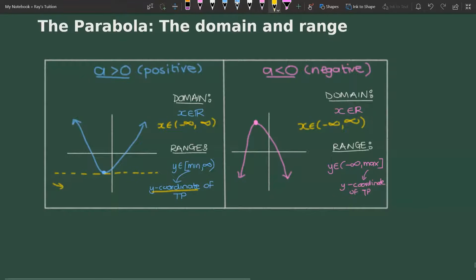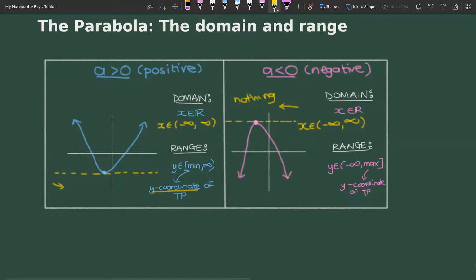For the range, once again, a parabola has a turning point, which can either be a maximum or a minimum. If your A value is negative, then you will definitely have a maximum. If again you look above the maximum, there is nothing. So that is telling us that our range does not include anything above the maximum. So our range for this case is Y is an element from negative infinity, because you see the arrows are pointing down, and the smallest value would be negative infinity.